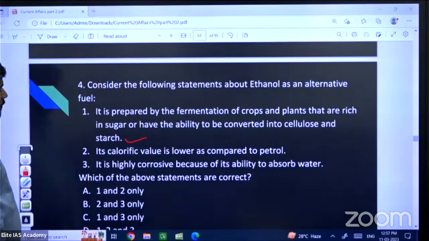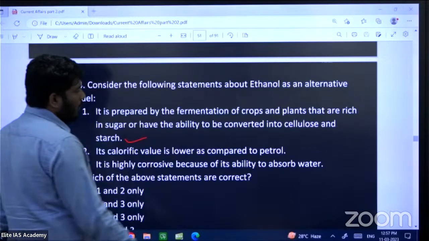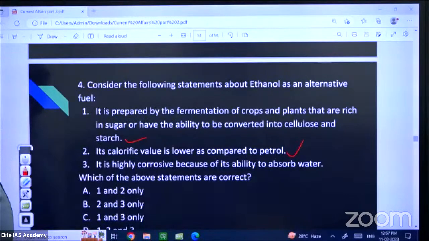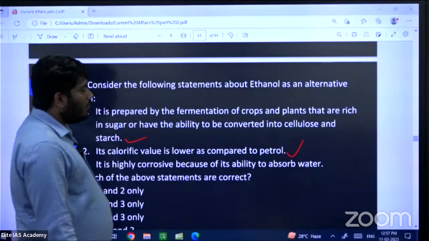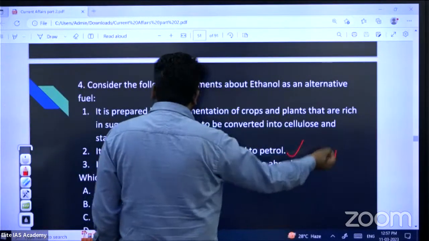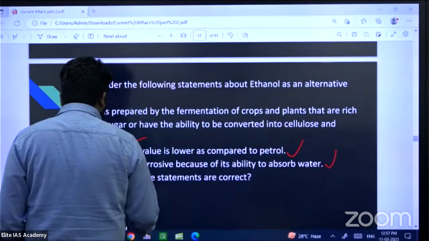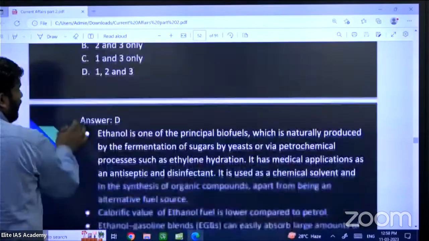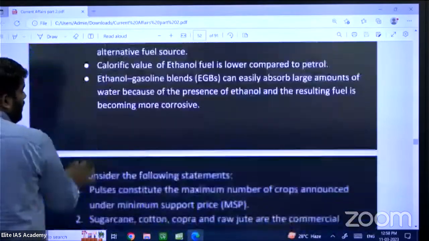Its calorific value is lower compared to petrol. Yes, correct. That's why it is more efficient than petrol. It is highly corrosive because of its ability to absorb water. Again, it is good. So all three are correct. So option D will be the correct one. Okay. Moving to the next question.